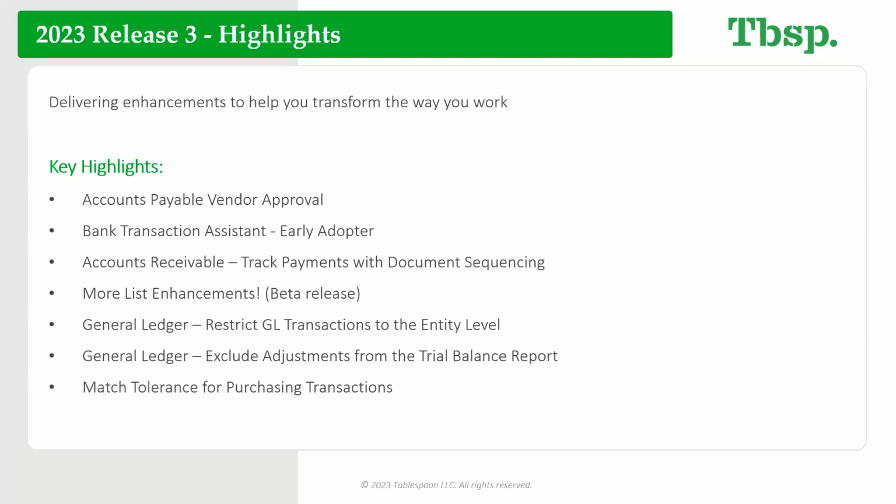In the R1 release for 2023, there were the enhancements for the vendor views. There are now many other areas that we'll go through within Intacct that have the list enhancements. Also, a couple things with the general ledger. There's now the option to restrict GL transactions at the entity level, as well as excluding adjustments from the trial balance report if you don't do any year-end adjustments. And then finally, we'll talk about the match tolerance for purchasing transactions. Next.